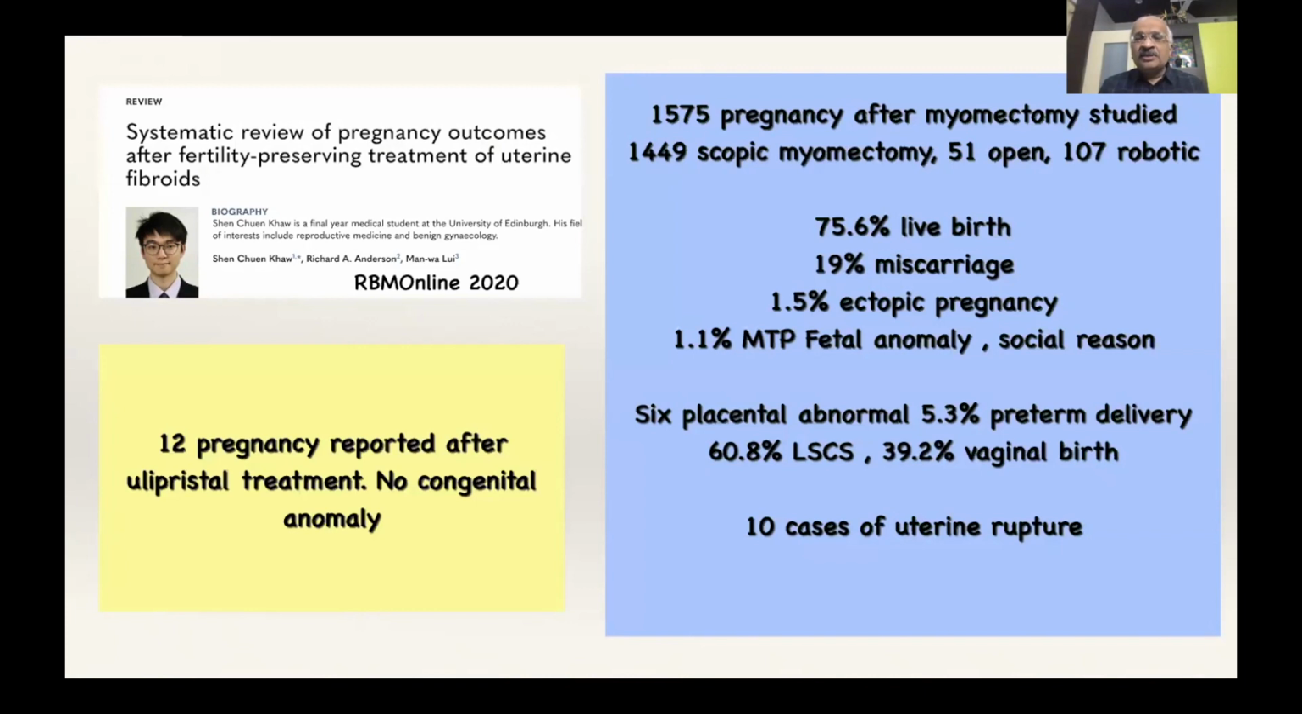And he has reported about 1,575 pregnancies after myomectomies, and about 1,450 were laparoscopic myomectomies, a few were robotic myomectomies. Nice 75% live birth rate, 19% miscarriages, 1.5% ectopic pregnancies, a few MTPs done for fetal anomalies, and one undesired pregnancy. Placenta accreta was diagnosed, but just in about 5 patients.